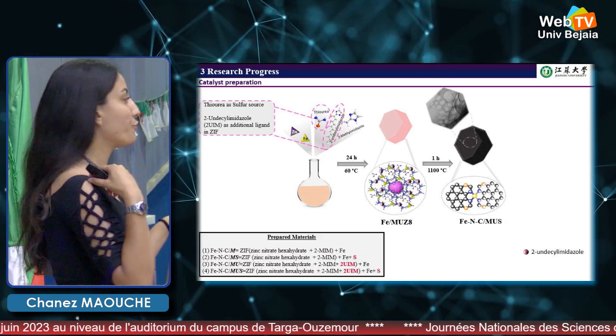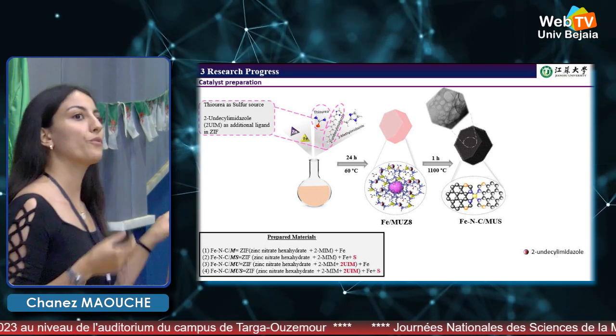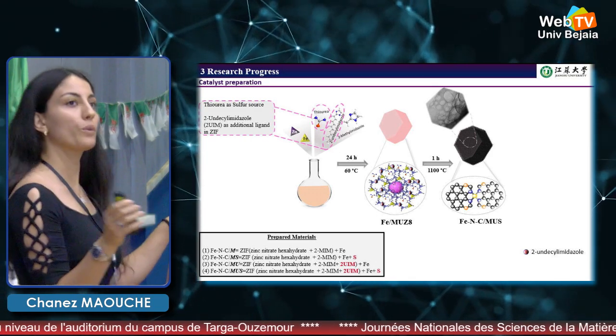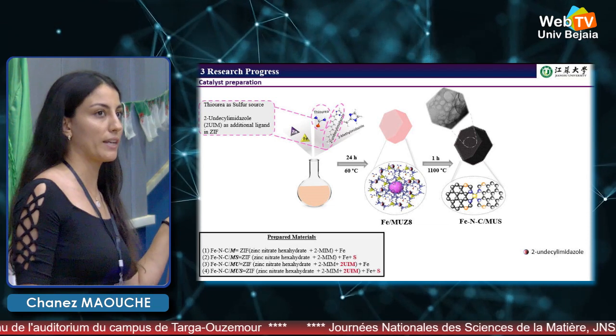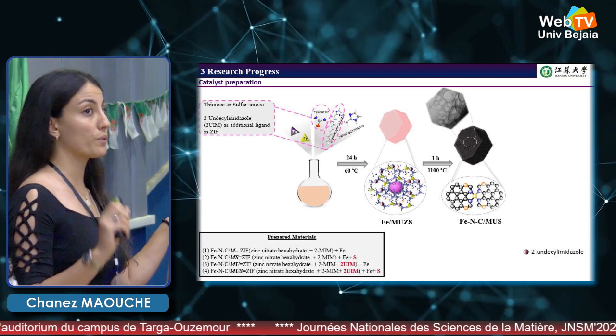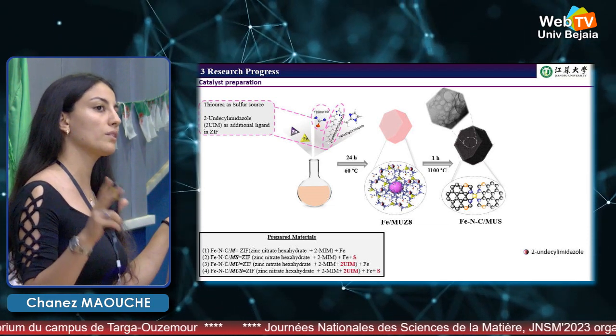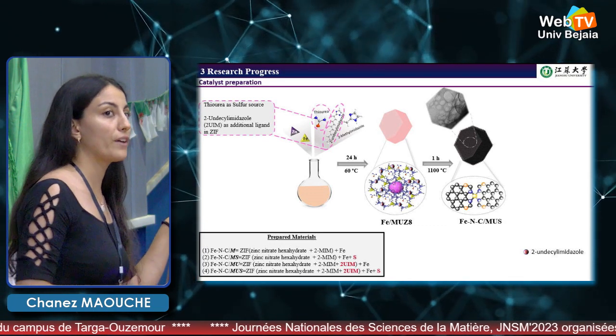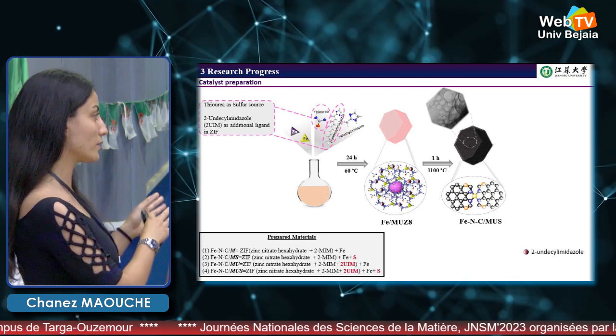So to be clear, 4 catalysts were prepared. First of all, we have the traditional one without sulfur or any doping or anything else. The second one, we doped with sulfur. The third one, we use only the additional ligand. And finally, the fourth one, we use both the additional ligand and sulfur.